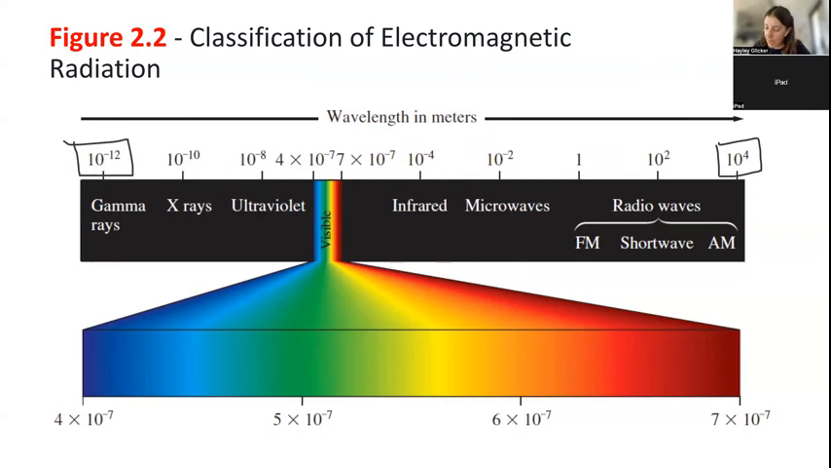Our blue light has a wavelength of 4.0 times 10 to the negative 7th meters, and our red light is 7 times 10 to the negative 7th meters of wavelength. And we can categorize our different electromagnetic waves to be different types of light, some of which we can see because our eyes can process visible light. Other ones we can't see with our human eyes.